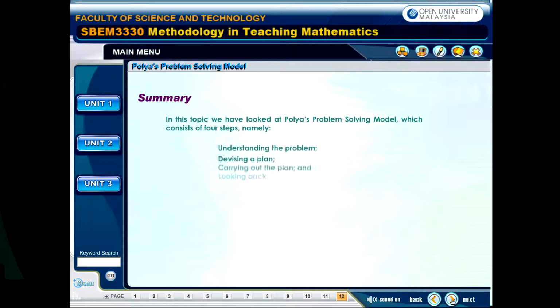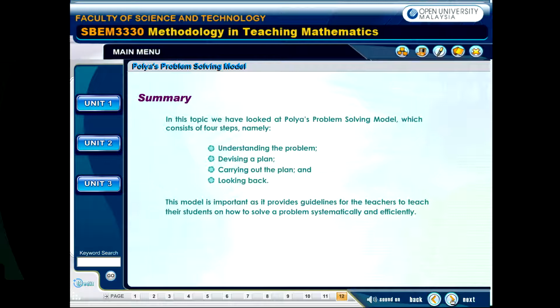In this topic, we have looked at Polyus' problem-solving model, which consists of 4 steps, namely, understanding the problem, devising a plan, carrying out the plan, and looking back. This model is important as it provides guidelines for the teachers to teach their students on how to solve a problem systematically and efficiently.